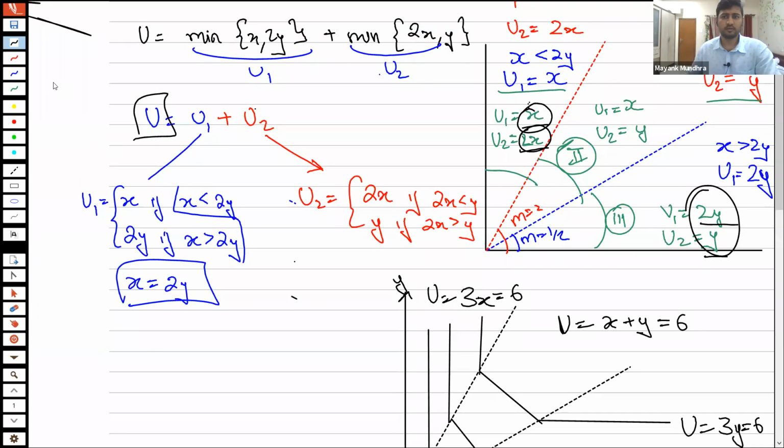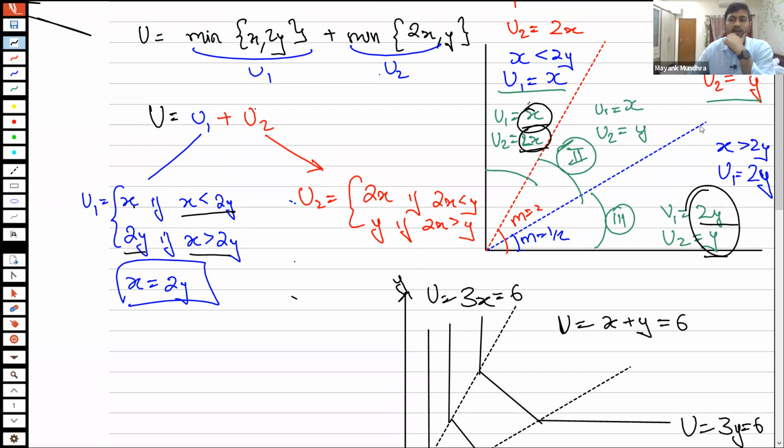Yeah. So what's happening is that I have broken down this entire utility function u in 2 parts. U1, which is the left part, U2, which is the right part. Now U1 is min of x comma 2y. So U1 will report a value x when x is less than 2y, and it will report a value 2y when x is greater than 2y. Right? So depending on which of these things is true, it will report these values.